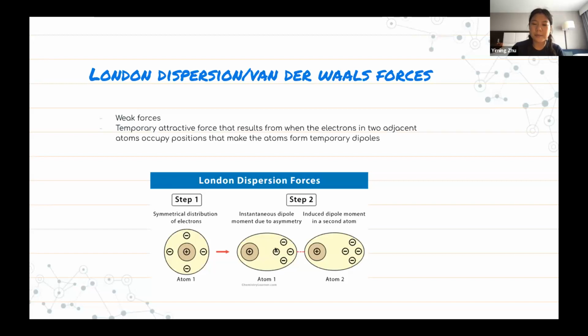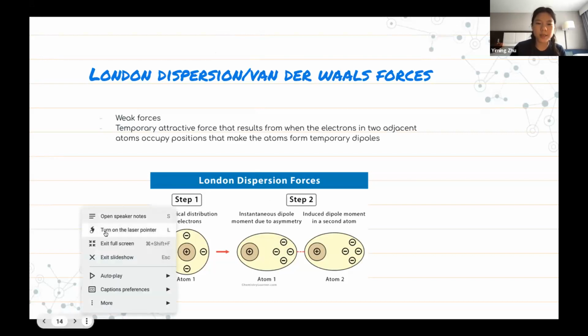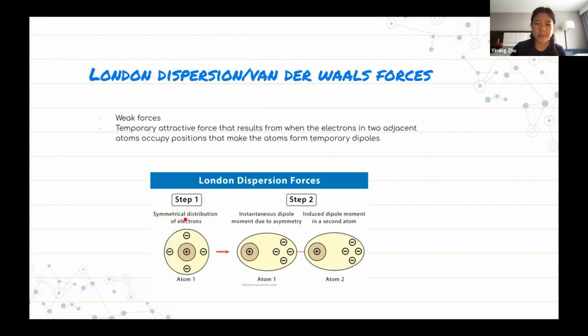Also, just to ask, can you guys see my mouse or should I use the pointer? Oh no, okay. I guess I'll use the laser pointer just in case you can't see my mouse because I'm pointing to stuff.